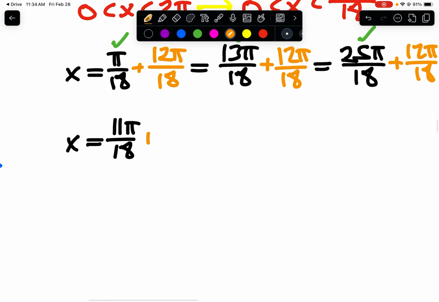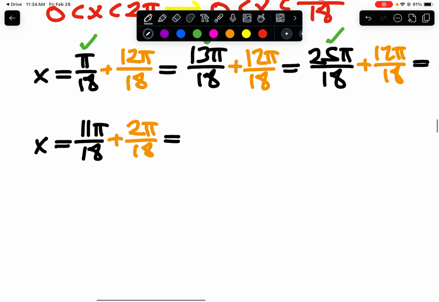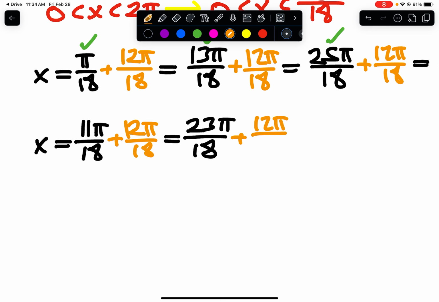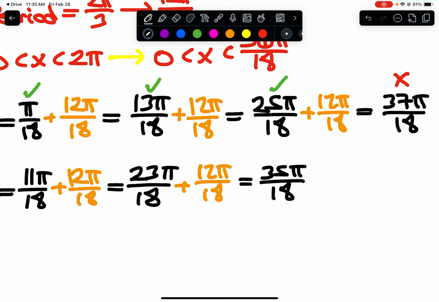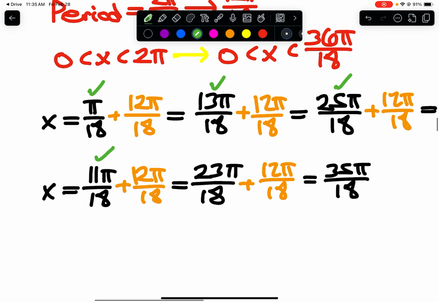So same idea, I'm going to add the period, which is going to be 2 pi over 18. So when I do that, 12 pi over 18, there we go. So when I add here, that's going to give us 23 pi over 18. Let's see if I can do some basic math here. Basic math is hard, y'all. Then I'm going to do another 12 pi over 18. So when I add here, that's going to give me 35 pi over 18. And that's right on the cusp of the 36, so I'm going to go ahead and just stop there. So I know I have 11 pi over 18, 23 pi over 18, and 35 pi over 18.